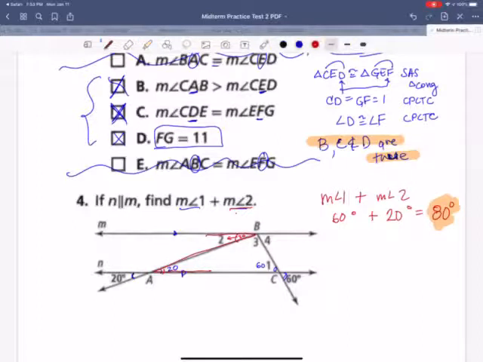And the reason why this one is 20 is that it makes a Z. Again, that should help us if these two are parallel. That's the alternate interior angle theorem. And we know those are congruent.